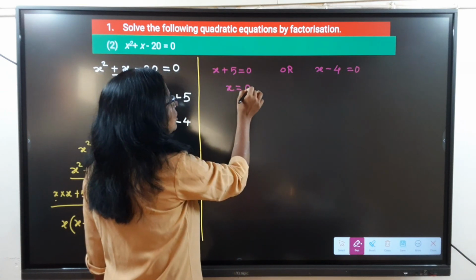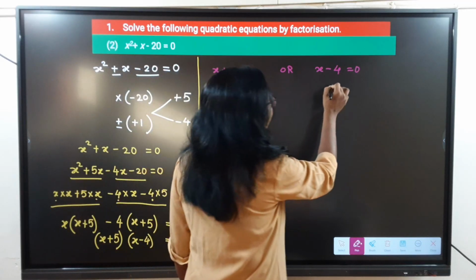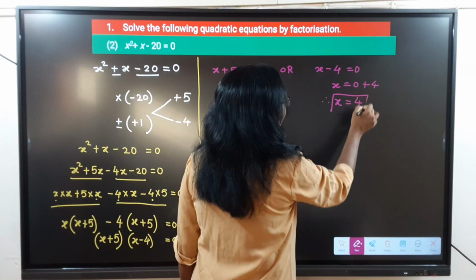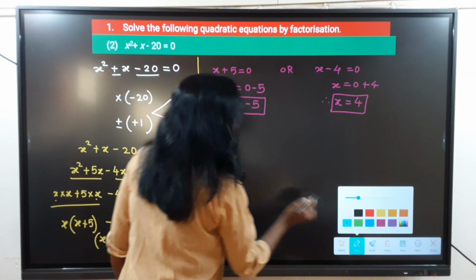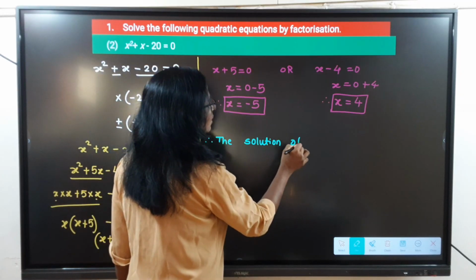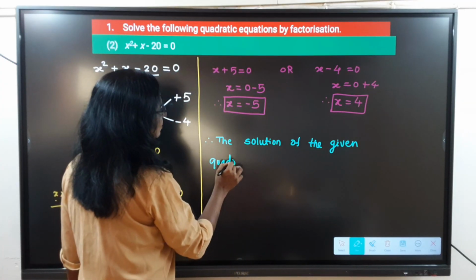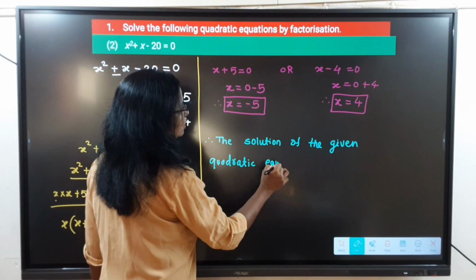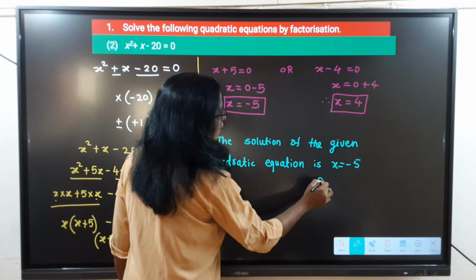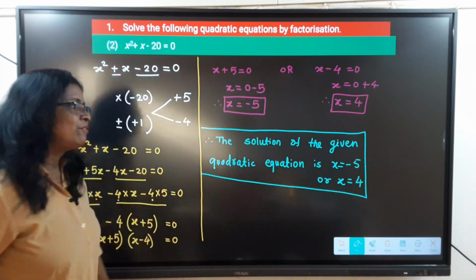Therefore x = 0 − 5, so x = −5. Or x = 0 + 4, therefore x = 4. So finally we can say that the solution of the given quadratic equation is x = −5 or x = 4. So this is our final answer, students.